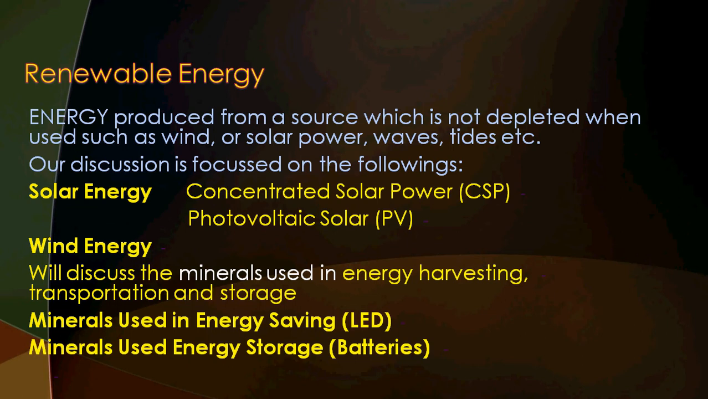Number one, solar energy. In solar energy, we will cover both processes of harvesting. Number one, concentrated solar power harvesting, CSP. Number two, photovoltaic solar power, PV. Then we will discuss wind energy and mineral use in energy harvesting, transportation, and storage. Our discussion will also include minerals used in energy saving, that is the LED industry, and minerals used in energy storage, that is lithium batteries.